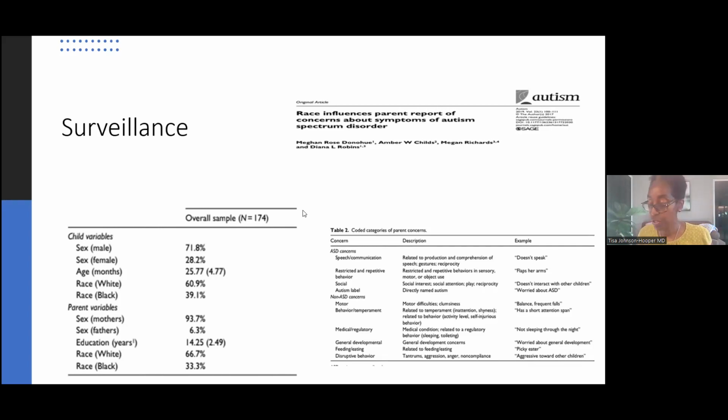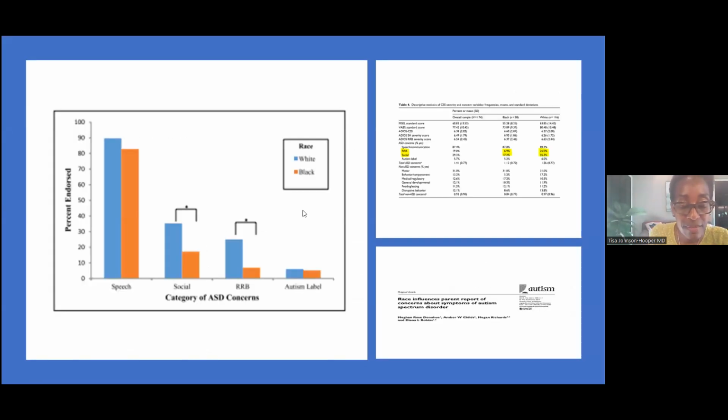So table 2 on your right depicts the parental concerns grouped into autism and non-autism concerns for analysis. There were 4 items under the autism concerns and 6 items under the non-autism concerns. The study found racial differences in the concerns that parents reported to healthcare providers about their children's behavior before receiving an autism diagnosis. Black parents reported fewer concerns about their child's autism-specific behaviors than white parents.